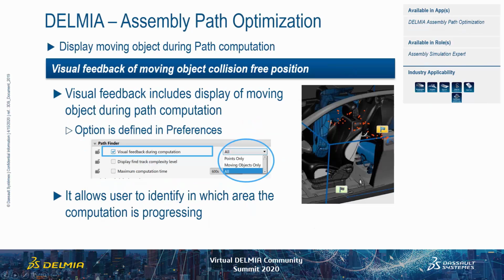Related to assembly path optimization, meaning automatic computation of a track with a clash, we have now the visual feedback while computing, while the object is moving progressively, to really understand where we are and if we could stop it and try to influence and fix some issue during computation.